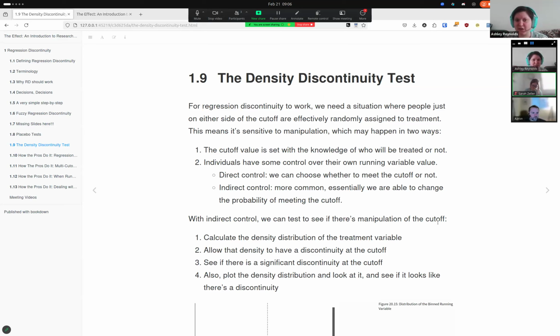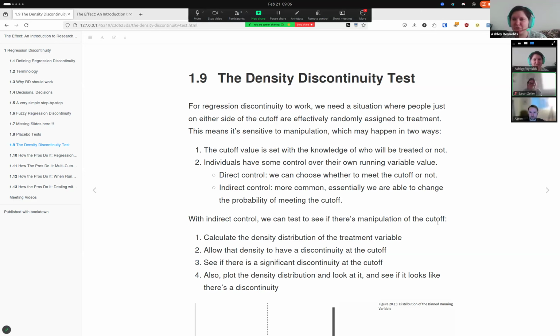And manipulation can happen in two different ways here. The first is that the cutoff value is set by whoever determines the cutoff value with the knowledge of who will be treated or not. The example that the author uses is a coach determining who gets to make the team, knowing that his son can run a certain time, and he sets the cutoff right above the time that his son can run. That is putting his thumb on the scales.